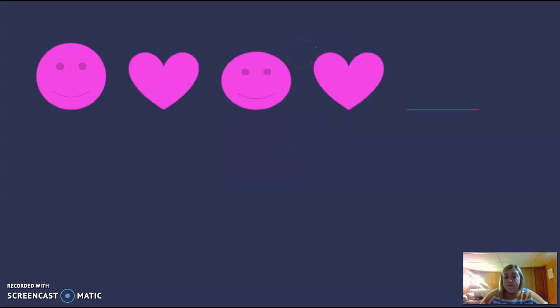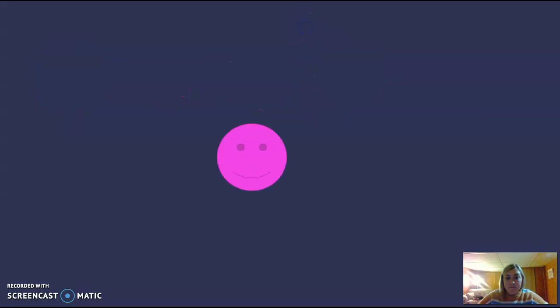Alright, we have another simple pattern here. Smiley face, heart, smiley face, heart. What do you all think would come next? Smiley face. So these are just our simple AB patterns here.